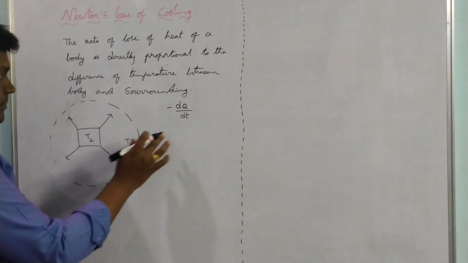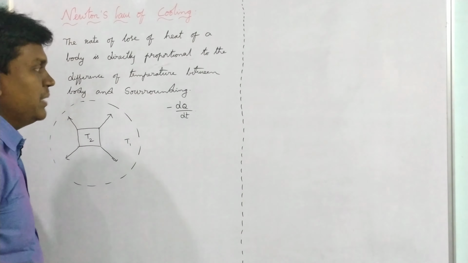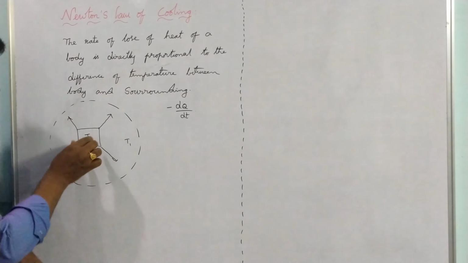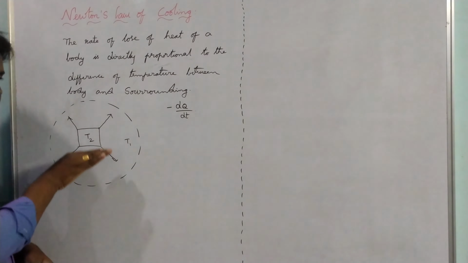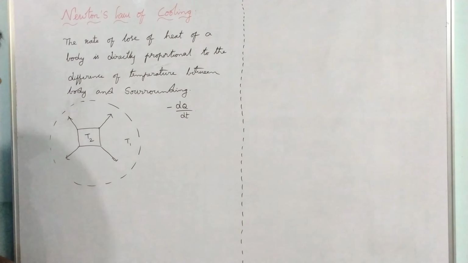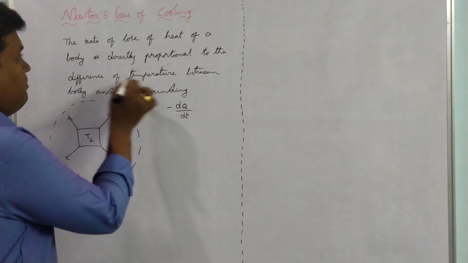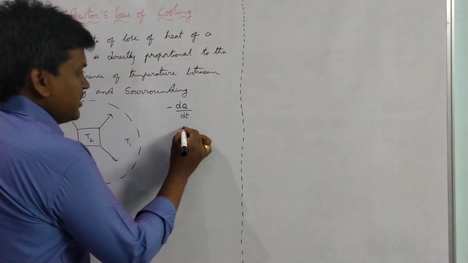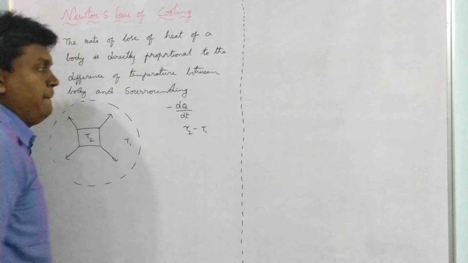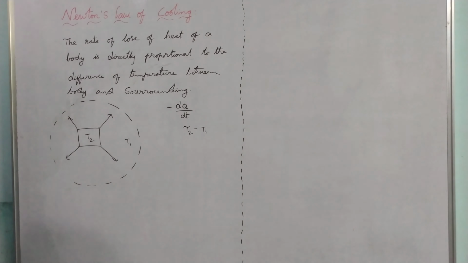So here the heat radiated by the body is minus dQ by dt. Why we are taking minus: the heat of the hot body is reducing gradually, so it is decreasing, hence minus. So minus dQ by dt. And what is the temperature difference here? The temperature difference is T2 minus T1: hot body minus cold body, which is the surroundings.